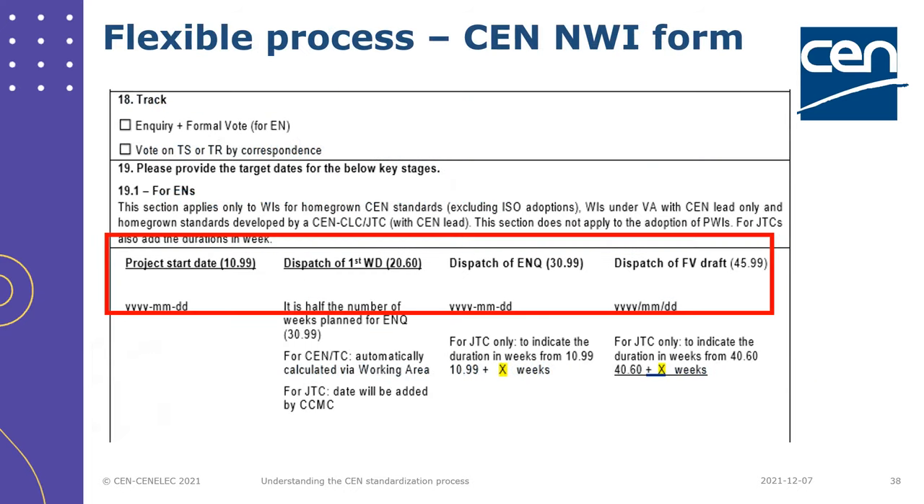So this is what I just said. The working group convener needs to fill in the new work item form in section 19: the target date to dispatch the document to inquiry, the target date to dispatch the document to formal vote, the first working draft, and the project start date. So this needs to be filled. It is important, of course, that you discuss these dates as well with the working group experts.